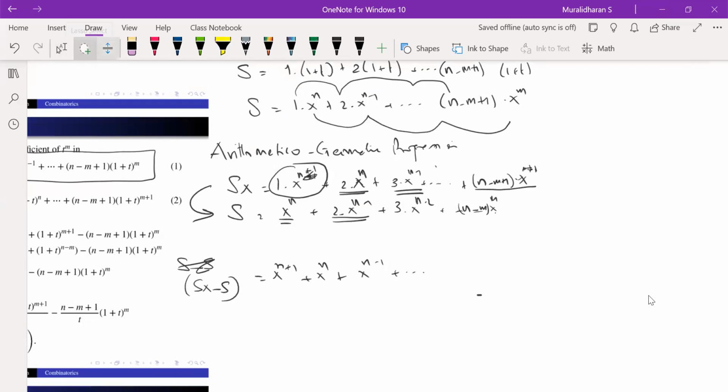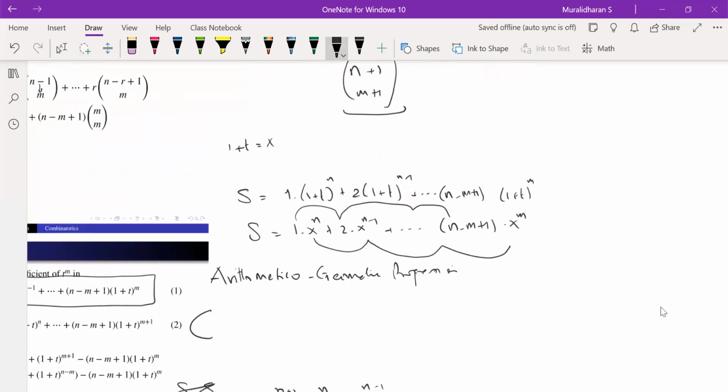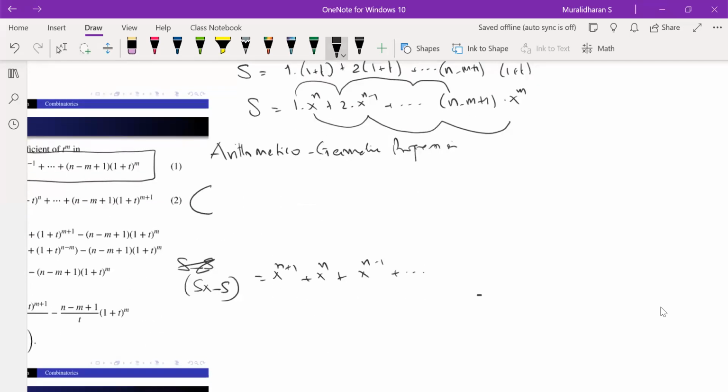Let me carefully write this down. So we have a problem. One minute. So what I have written here, it is x power m. Correct? That's correct. So S is 1 into x power n plus 2 into x power n minus 1 up to n minus 1 x power n plus 1. I am multiplying by x. What will I get? 1 into x power n plus 1, plus 2 into x power n, plus 3 into x power n minus 1, and so on up to n minus m plus 1 into x power m plus 1. Correct?